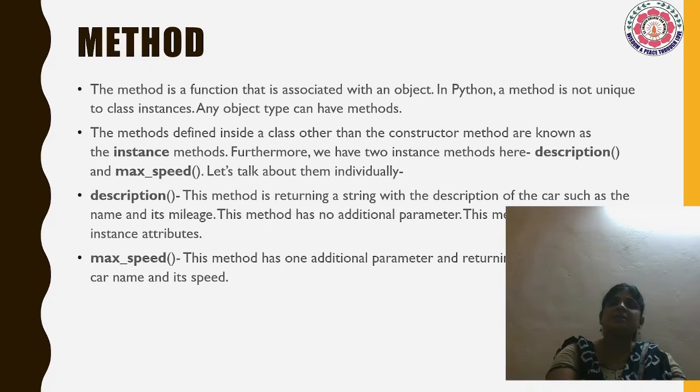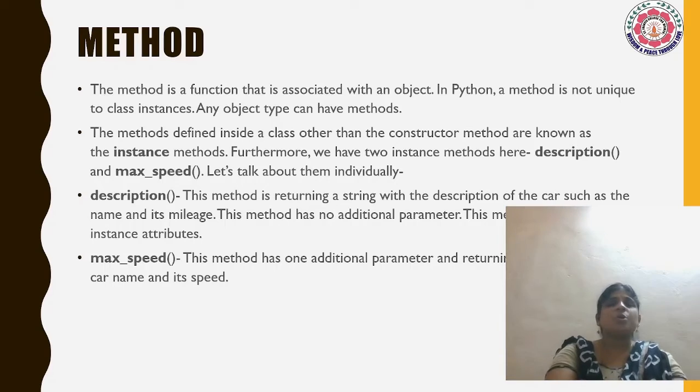Method. This method is generally what you call a procedure or function in other programs. In Python we call it a method, and it is not unique for class instances. It is a method associated with the object. Any object type in Python can have these methods. The methods defined inside a class other than the constructor method are known as your instance methods.